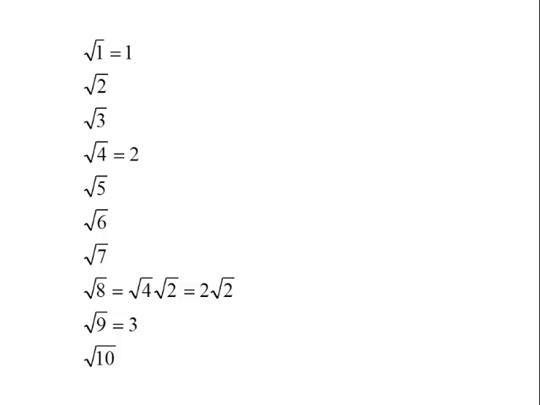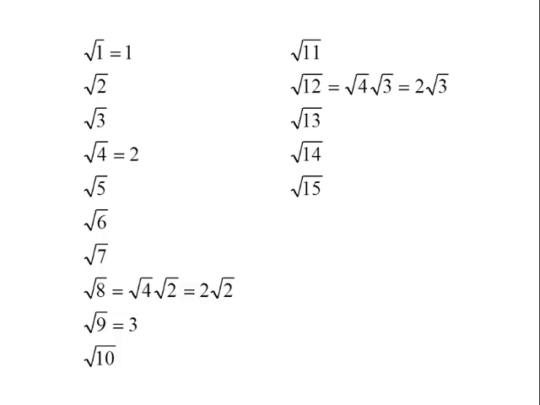Square root of 10, 2 times 5 is 10, no perfect squares as a factor. 11 is prime, so square root of 11 does not simplify. Square root of 12 has a perfect square as a factor, 4, so square root of 12 simplifies to 2 radical 3. Square root of 13 is prime, does not simplify. 14 is a composite, 2 times 7 is 14. There are no perfect square factors in 14.